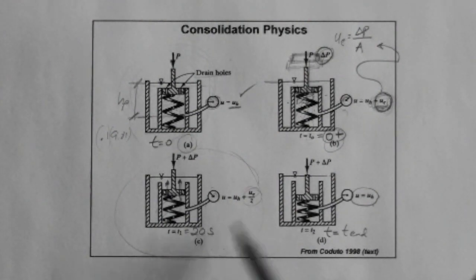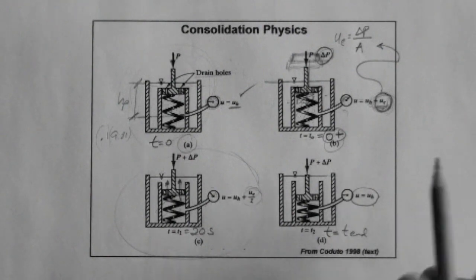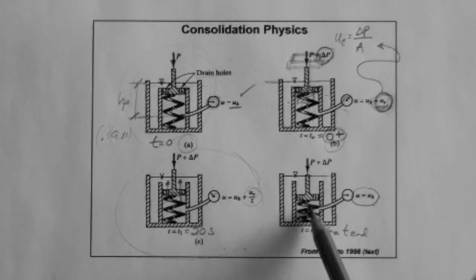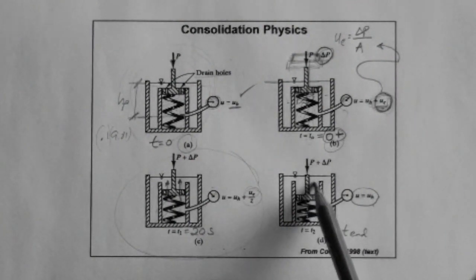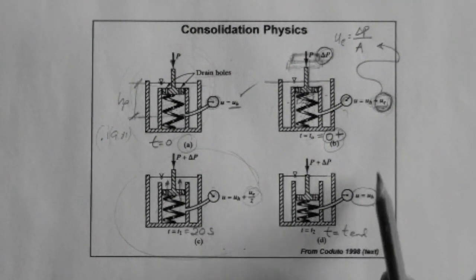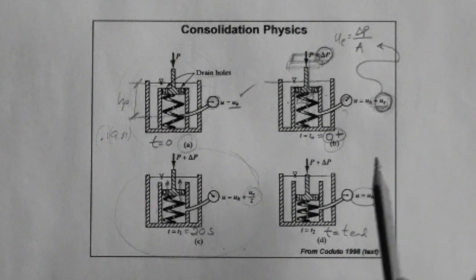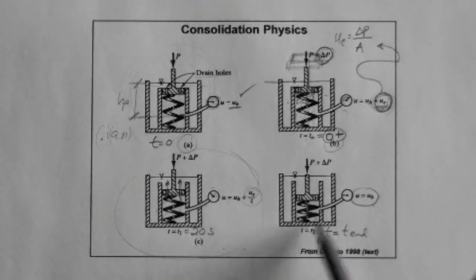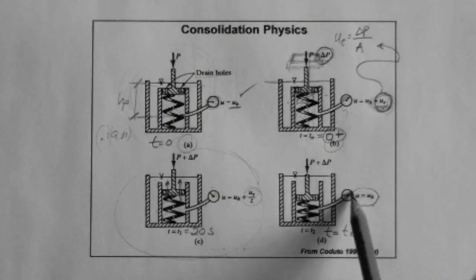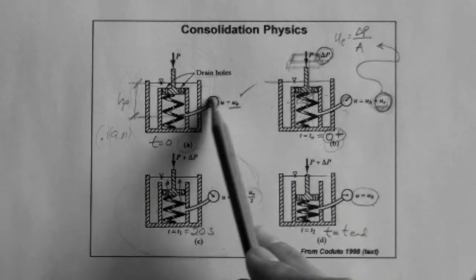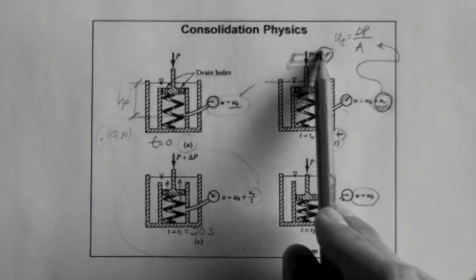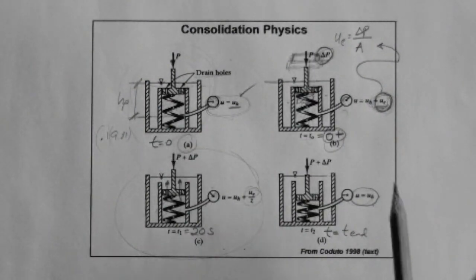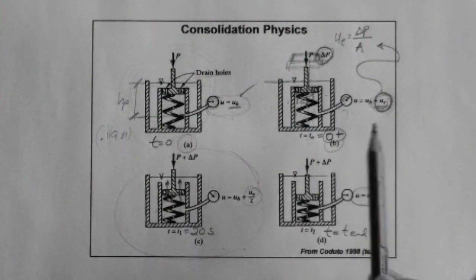So not 20 seconds, but maybe 120 seconds later, the water that needed to escape has escaped into the bulk fluid, and in doing so, the load was transferred from the water in here to the spring. So when you come in here and measure the pore pressure, it's the same as it was initially before you placed the additional load. Okay?